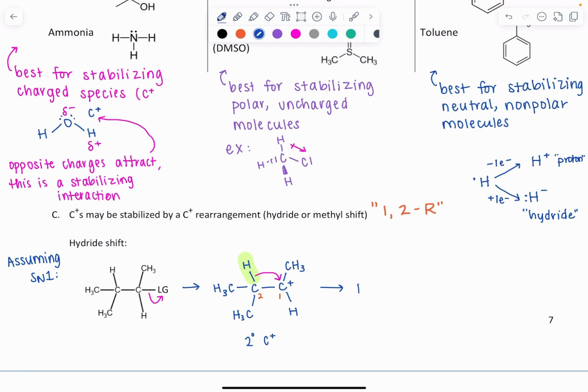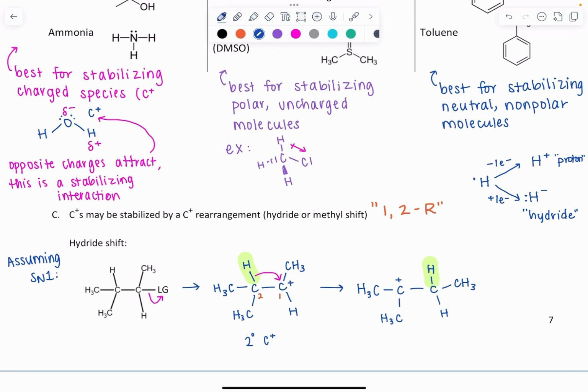So this generates a new carbocation right here because that just lost the hydrogen. And we have this new bond to a hydrogen. The carbon on the right is no longer a carbocation. This is the hydrogen that shifted over.